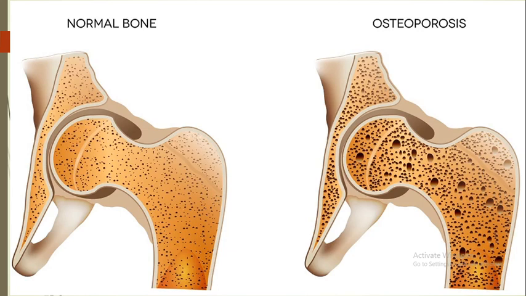First of all, we're going to discuss osteoporosis. What happens here? The bone density decreases. You can see in the picture on your left the normal density of a bone, and in the picture on your right you can see what an osteoporotic bone looks like. There are pores and less density compared to a normal bone. That is the main mechanism in osteoporosis.